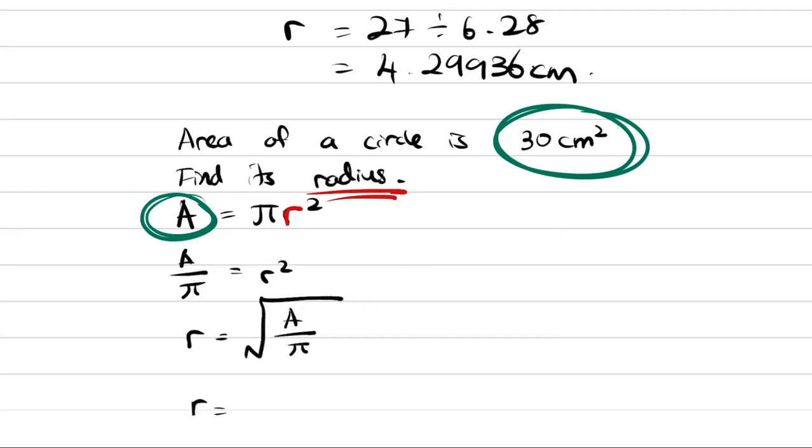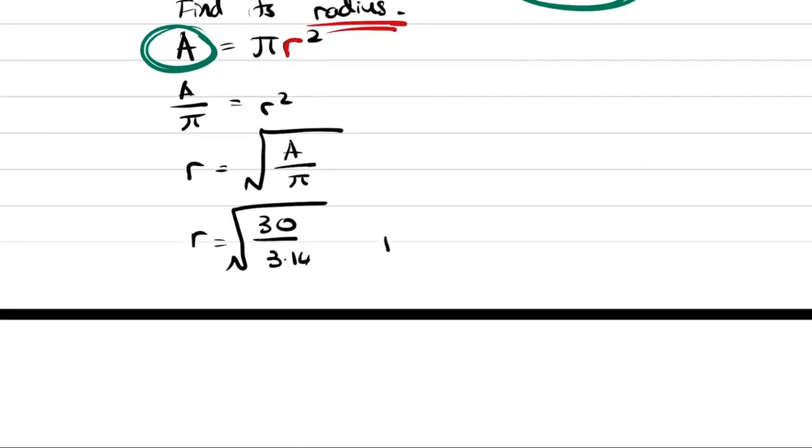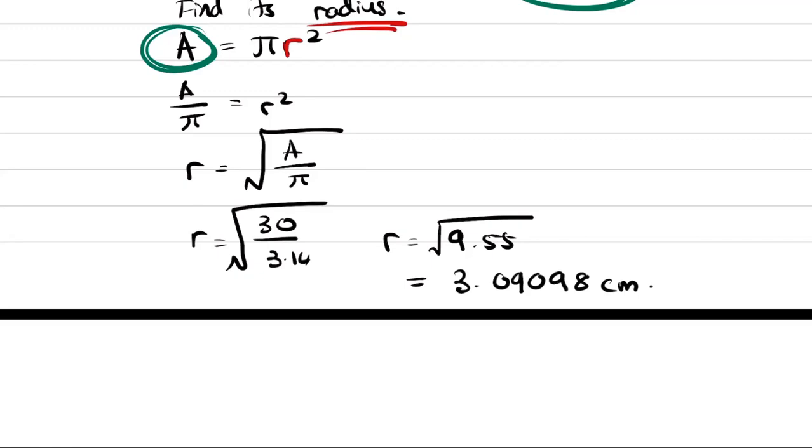So r is supposed to equal the area divided by 3.14, and then we square root the answer. So 30 divided by 3.14, we're going to get 9.55. Then we need to square root it. Then we're going to get 3.09098 centimeter. Okay, so that's how you're going to get the answer for the radius.